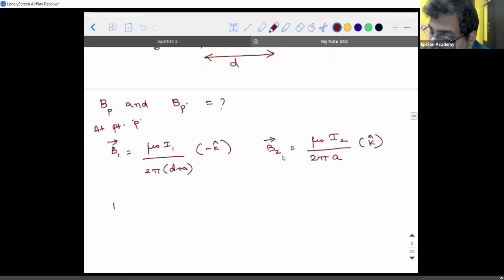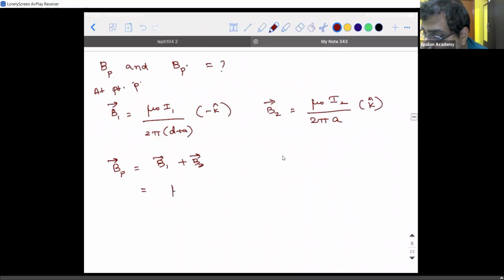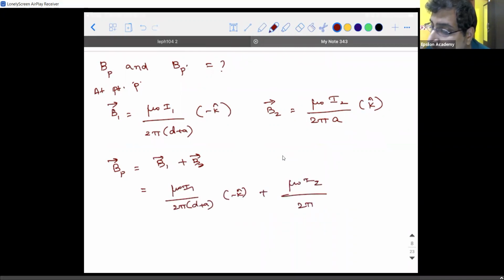So the net magnetic field at point P as a vector is equal to B1 vector plus B2 vector. Just take those values and substitute. That's it. You're done. So mu naught I1 by 2 pi into D plus A in the direction of minus k cap plus mu naught I2 divided by 2 pi into A in the direction of k cap. That's it.